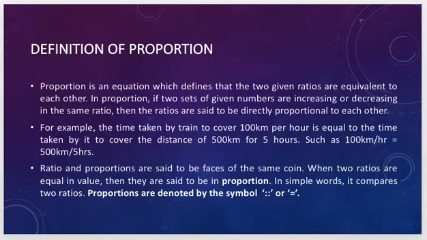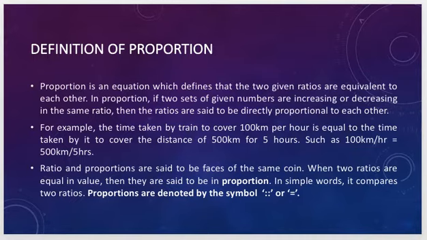That is, if the numerator and the denominator of both left hand side and RHS are increasing or decreasing by the same proportion or the same ratio, we say they are directly proportional to each other. The example, I have just taken the same example, that a train is covering 100 kilometers in 1 hour and 500 kilometers in 5 hours. Now ratio and proportion are said to be faces of the same coin. That is, when two ratios are equal in value, they are said to be in proportion.